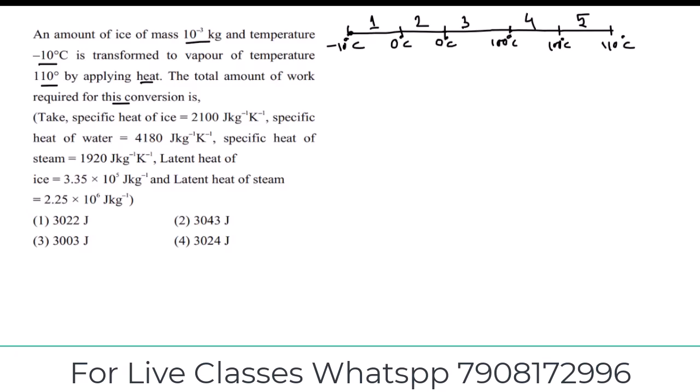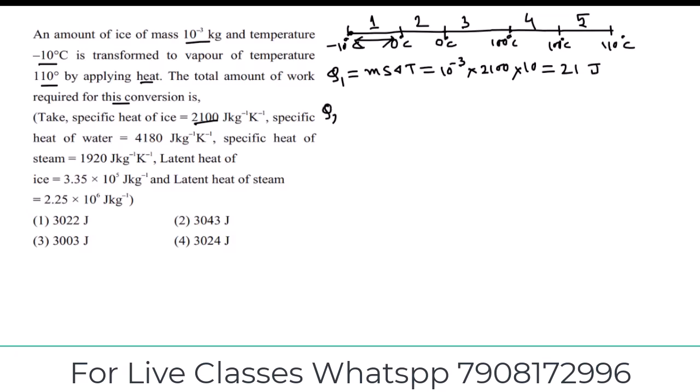Say the first one, that is Q1. Let's say the heat required for the ice to reach 0 degree centigrade. We know that Q is equal to mass into specific heat into change in temperature, that is m s delta T. So here mass is 10^-3 kg. S is the specific heat of ice, which is given as 2100 joule per kg Kelvin, into the change in temperature, that is from -10 to 0. So the change in temperature is 10. So this becomes 21 joule.